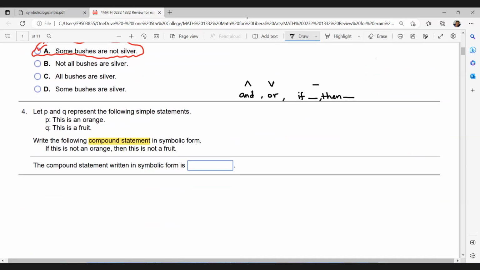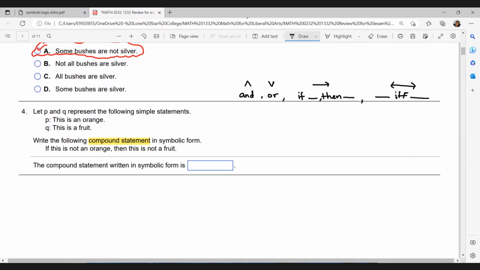Okay, this would be a compound statement, and this gets this sort of symbol. This would be a conditional statement. A compound statement means that we're putting some of these simple statements together. So we have a conjunction, a disjunction, a conditional, and then the biconditional, which looks something like this. A statement, if and only if something else, and the symbol will look something like this, and this will be a biconditional.